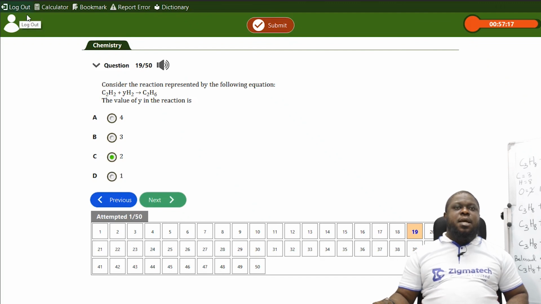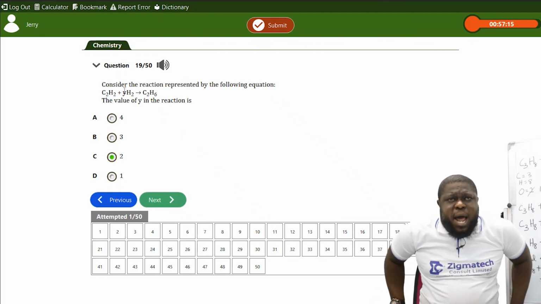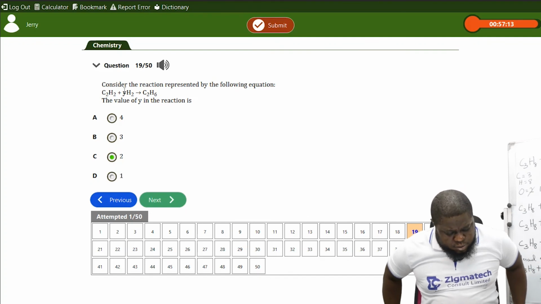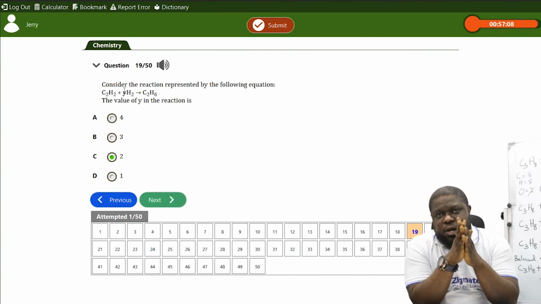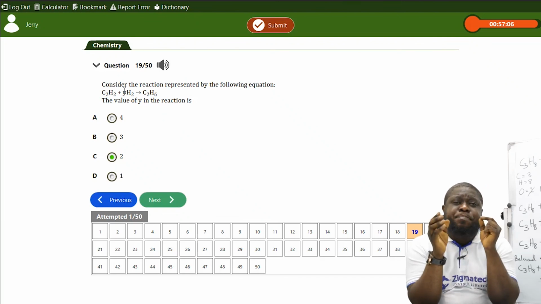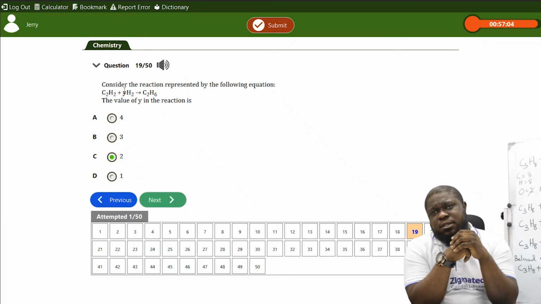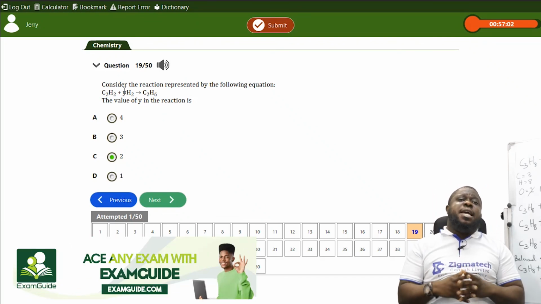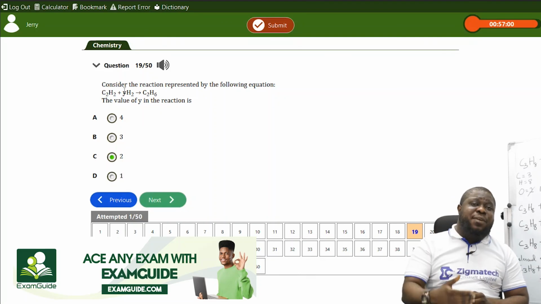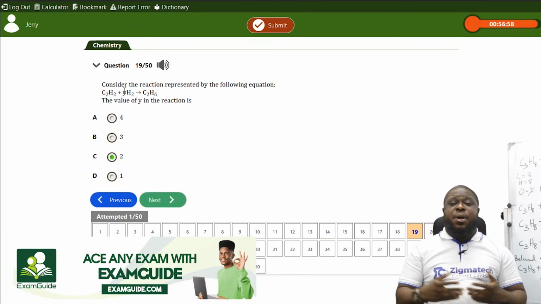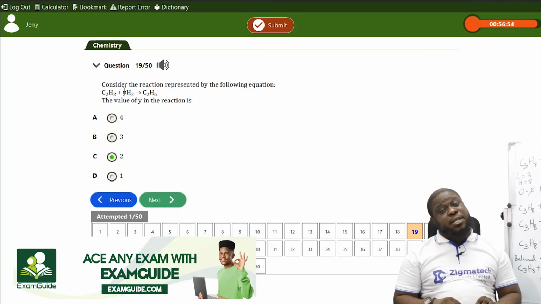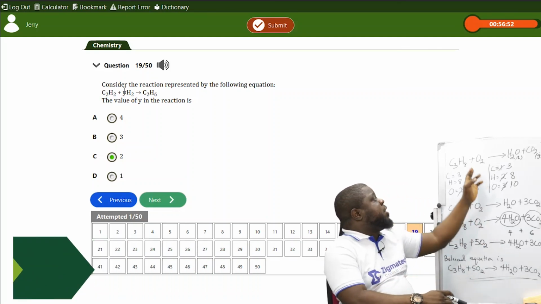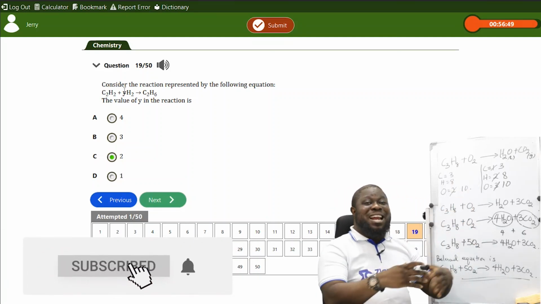Now, there's one secret I want to tell you. A balanced equation is based on the law of conservation of mass. A balanced equation is based on the law of conservation of mass. And what it says is that matter can neither be created nor destroyed.